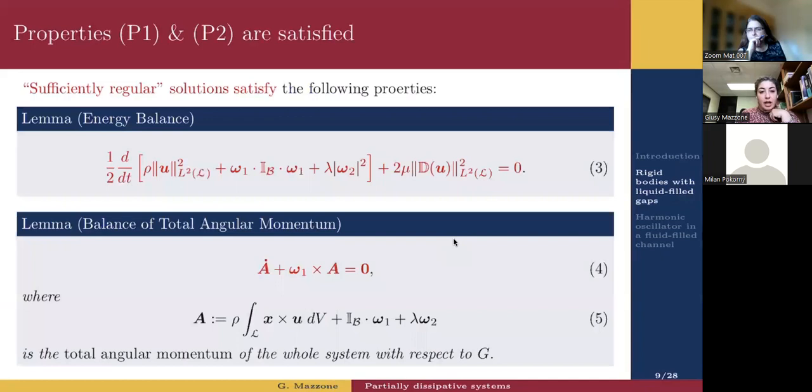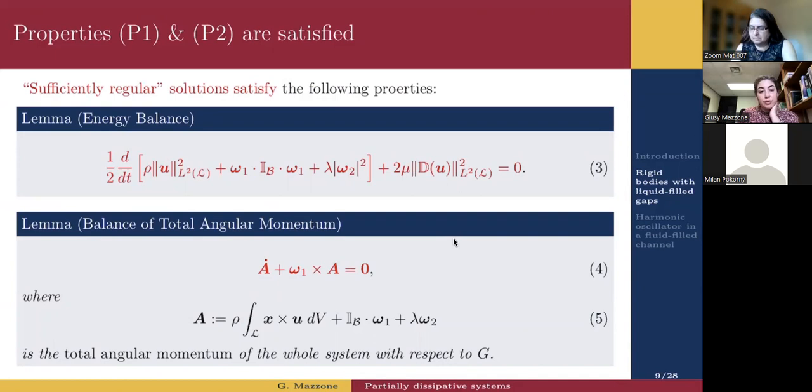So, trying to reconnect to partial dissipative systems, the two properties that I mentioned at the beginning for the abstract evolution equation are satisfied here. One can show by a simple, formal energy balance, the usual technique of multiplying the equations by the velocity of the fluid, integrating by parts, and then taking care of the boundary term through the equation of the fluid, this balance of kinetic energy, which should hold if you could show existence of a regular solution.